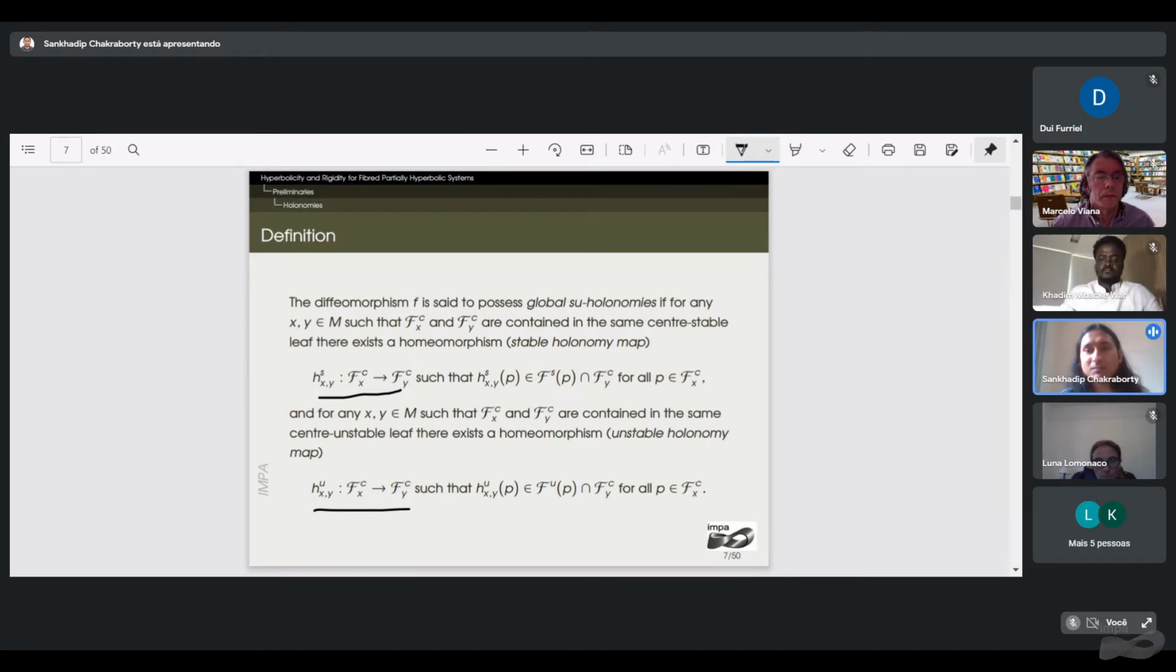And this is a stable leaf passing through X prime, which is FS X prime. And this point is actually obtained by taking the intersection FS X prime intersection FC Y. And that actually contains a unique point. That's not hard to see. So similarly, we can state this for points X and Y belonging to the same unstable manifold, unstable leaf.